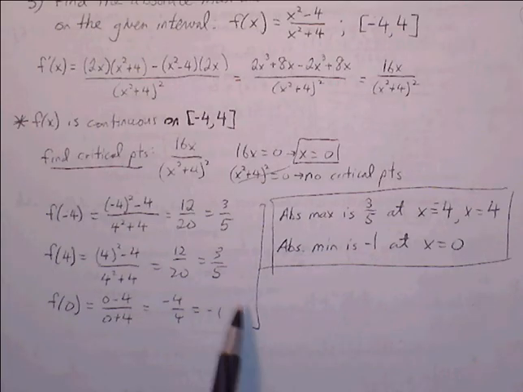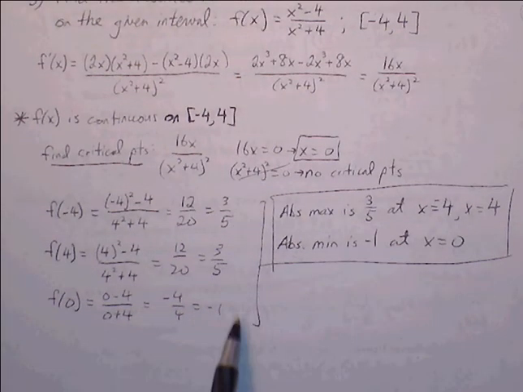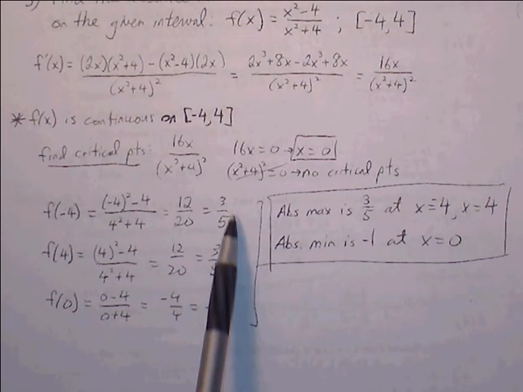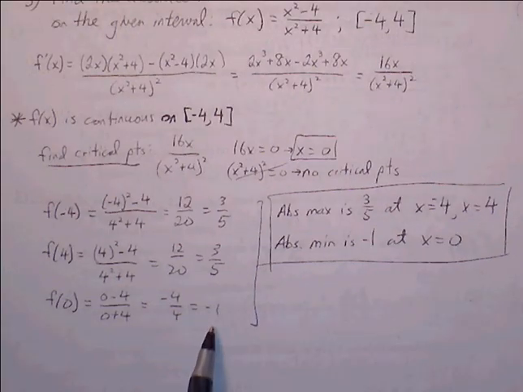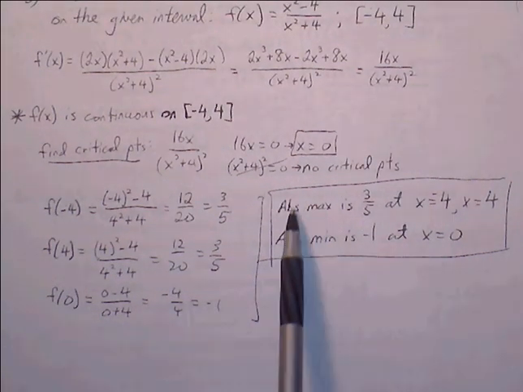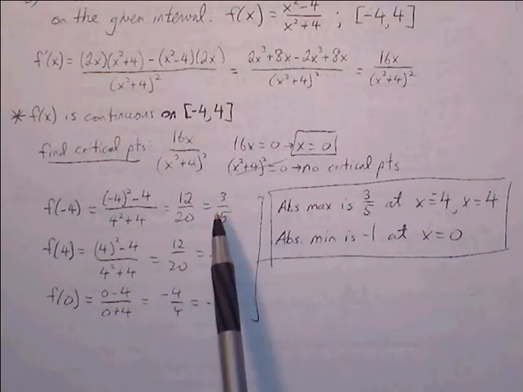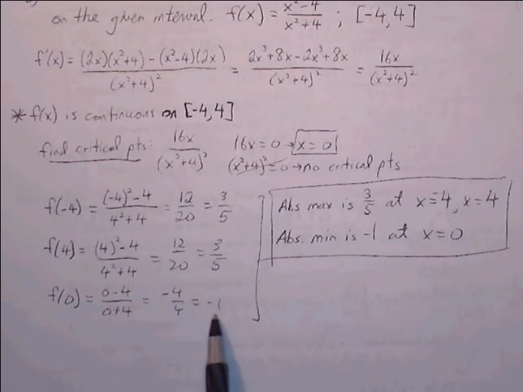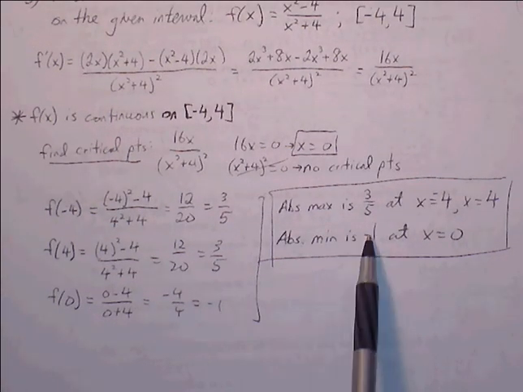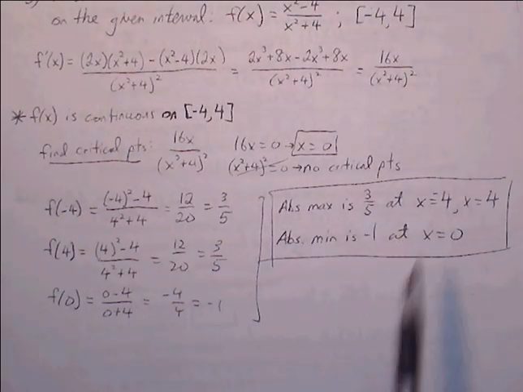Now we can compare these 3 y values. Looks like the largest y value is shared at 3/5, and the lowest y value must be -1. So we can say absolute max is the y value 3/5, which happens to occur at the endpoints, and then the absolute minimum is -1. That's the lowest y value, and it occurs at x equals 0.